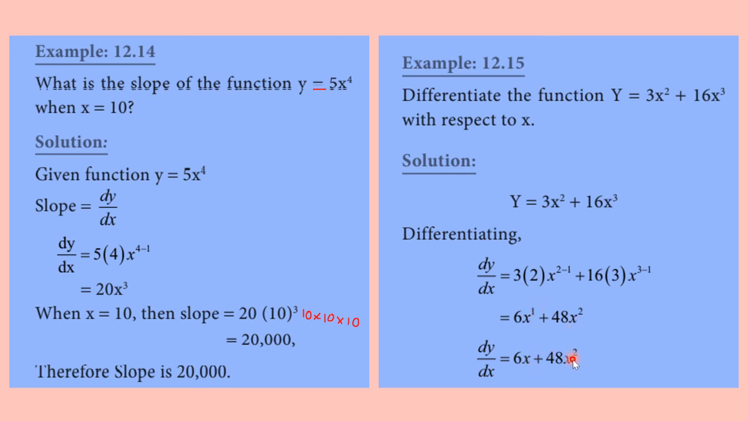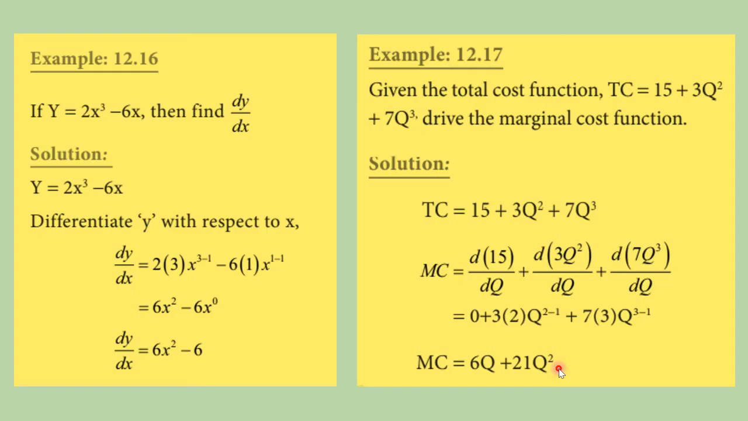If it is square, you have to write square only. So the answer is 6x power 1 plus 48x square, which can be written as 6x plus 48x square.